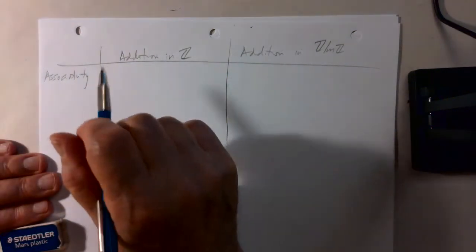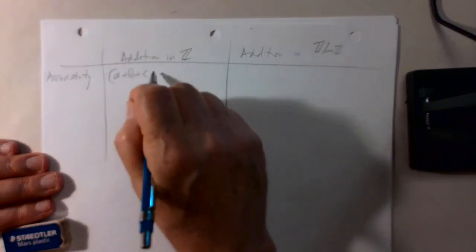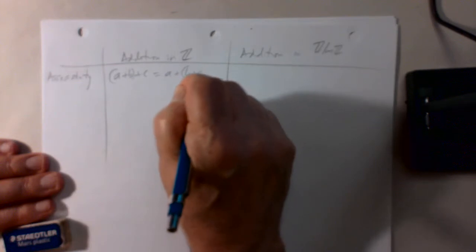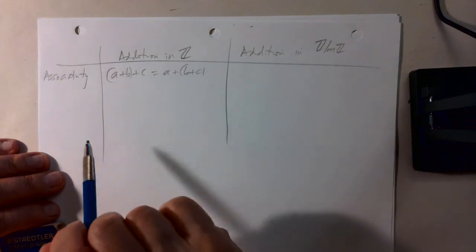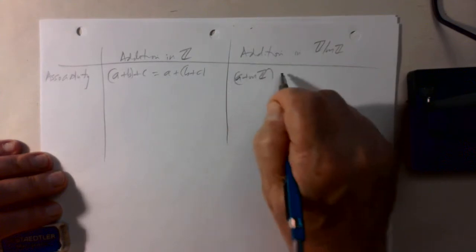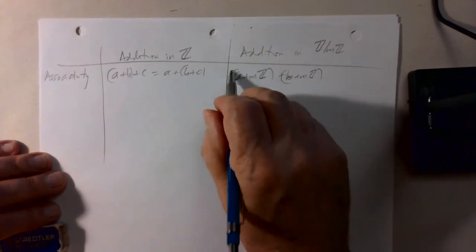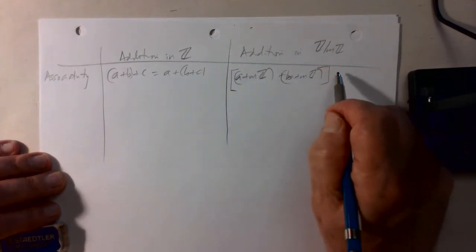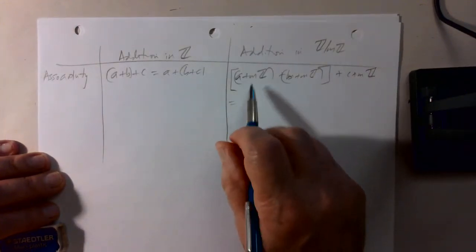is associativity. If you take integers a, b, and c, (a plus b) plus c equals a plus (b plus c). We say that the operation of addition of integers is associative. What about addition of congruence classes? If you take a plus mZ and b plus mZ and you add them together, and then add the congruence class c plus mZ to that, what do we get?